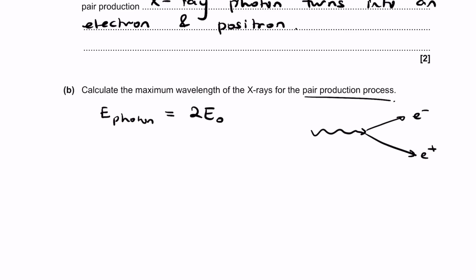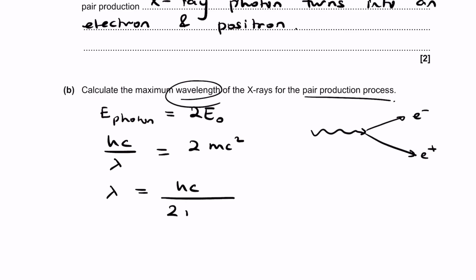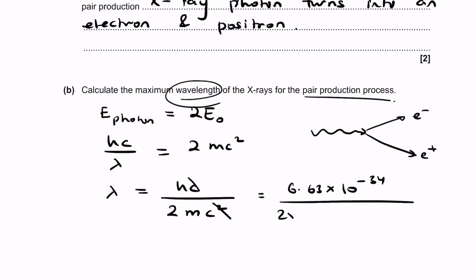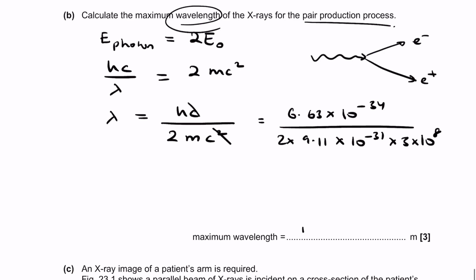So the energy of the photon is hc over lambda, and that equals 2mc squared, mass times the speed of light squared. If I want to work out the wavelength, then lambda is equal to hc over 2mc squared. If I cancel out the c, it becomes a little bit more straightforward, and I end up getting my answer as 1.2 times 10 to the minus 12 meters.